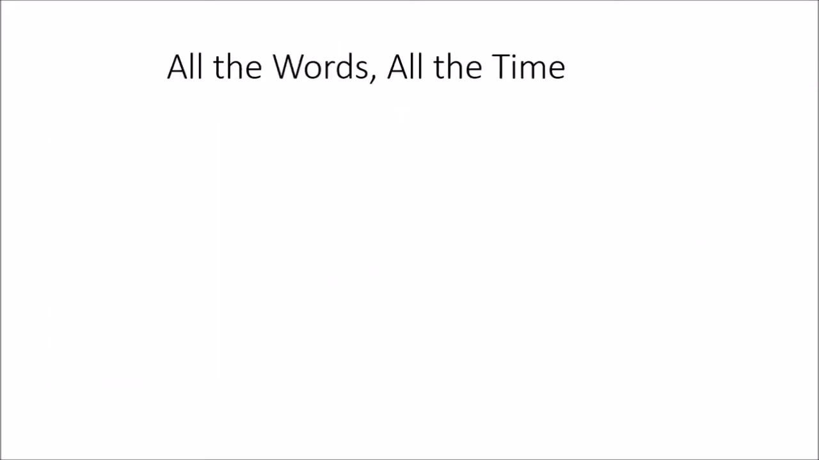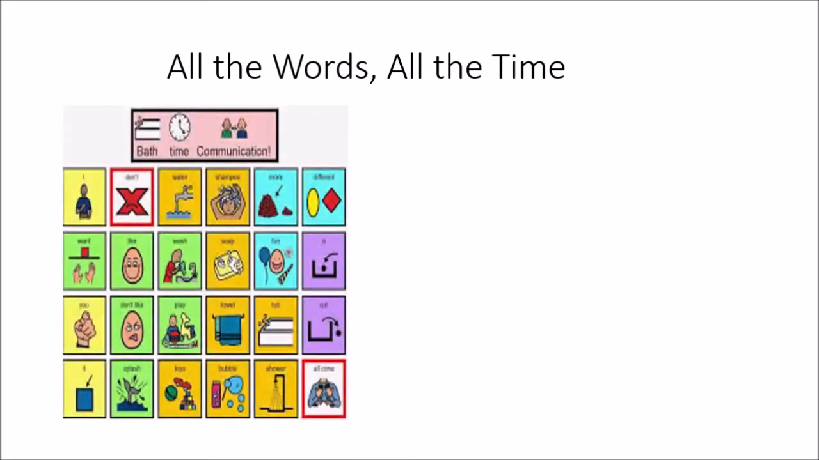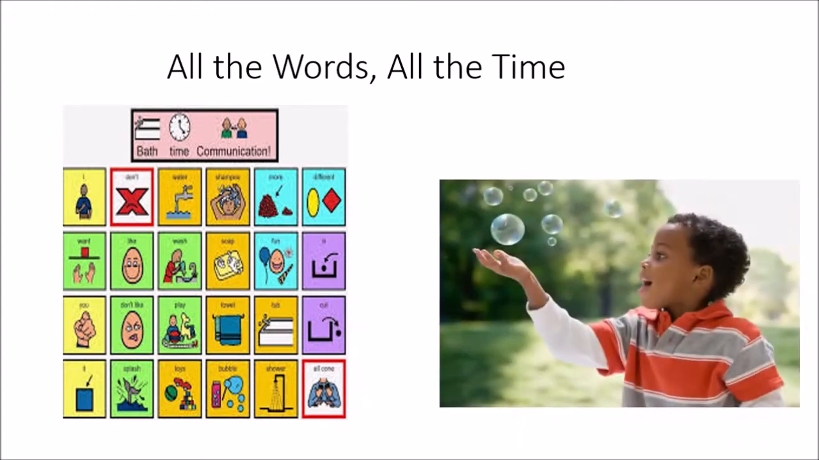In the first video, we learned that with robust AAC systems, words are available all of the time. We used to think that providing language at certain times of the day, like with this bath time communication board, was functional. But what if the language learner or communication partner wanted to talk about vocabulary such as bubbles at other times during the day? They need access to those words all the time.